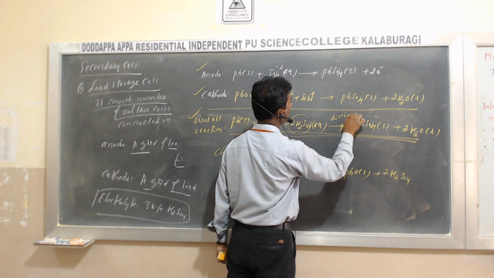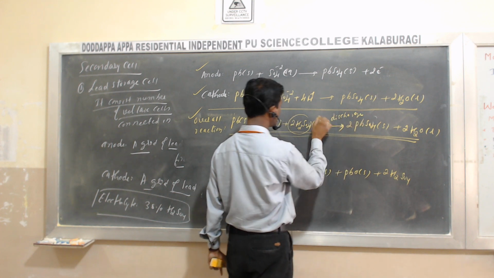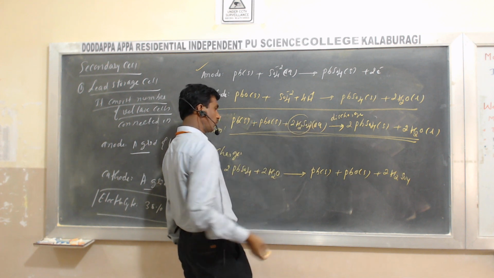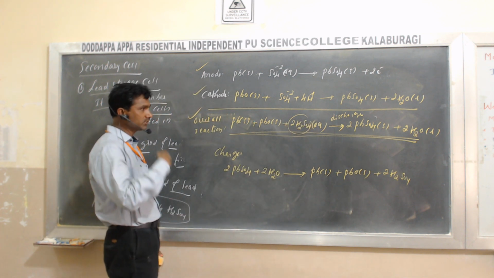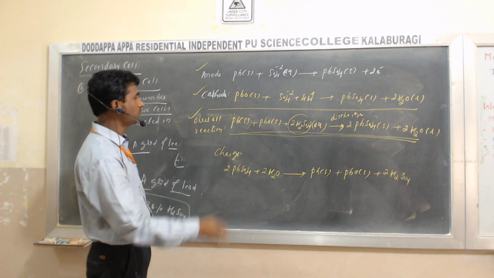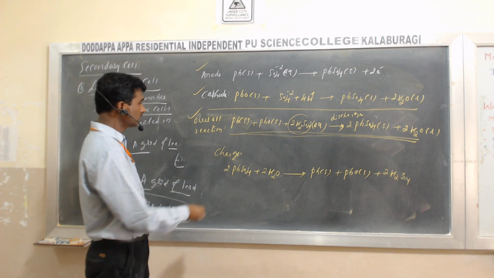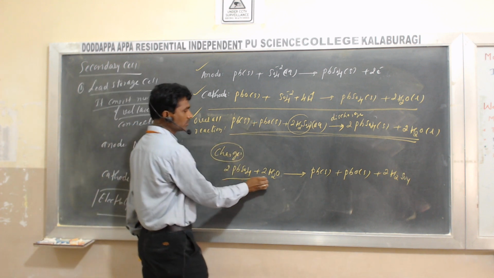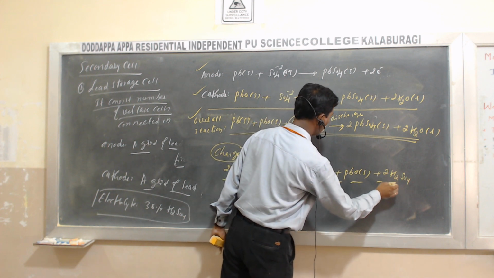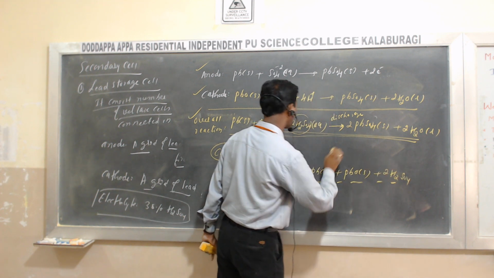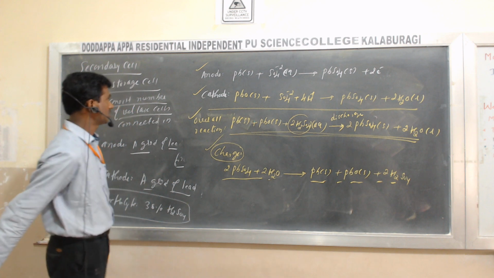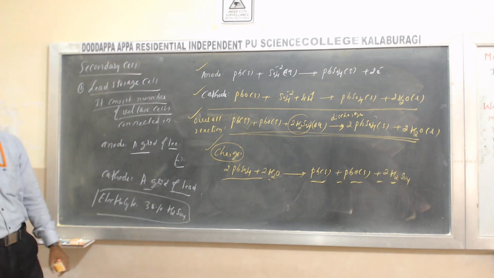Discharge means when current is off. So this is the discharge. During this discharge, the H2SO4 is consumed. Because of this reason, after every 6 months we can use dilute H2SO4. The next is during the charge. It gives PbO2 and H2SO4. It is the reverse of the discharge reaction. So this is very important from the examination point of view.